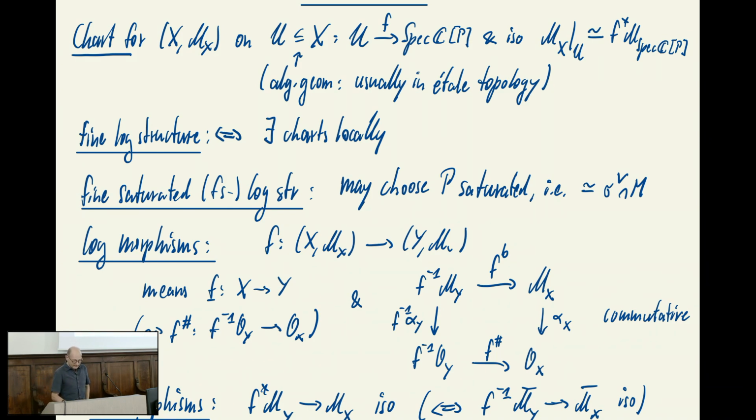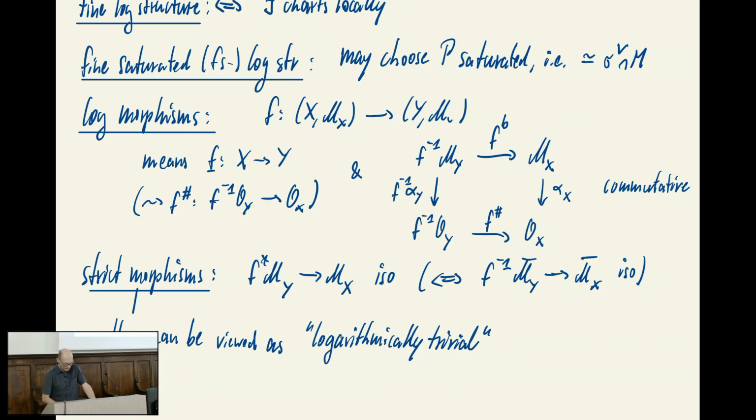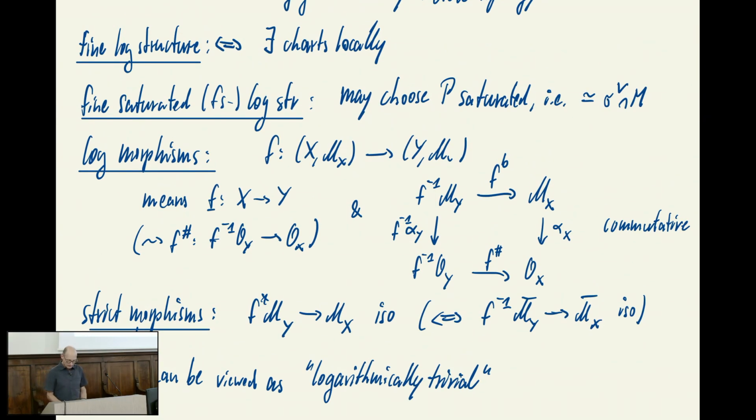And then a fine log structure, and all my log structures will be fine. I mean, there exist charts locally. And fine saturated, FS, that's one of the few jargons I might use, okay? FS log structures, fine saturated log structures, mean you can choose a system of charts, an atlas, such that the P is saturated. Okay, so then they are always of this form, sigma dual intersected M. And then you have an obvious notion of a log morphism. It's just what you suggest, right?